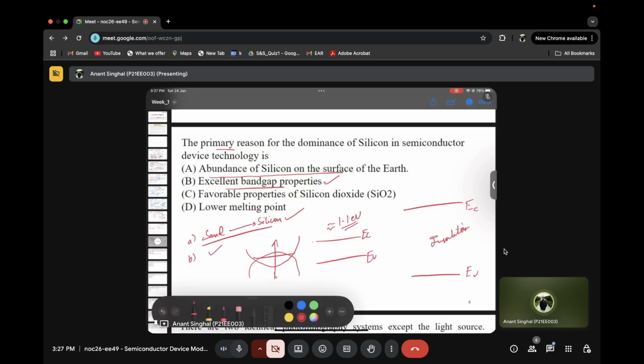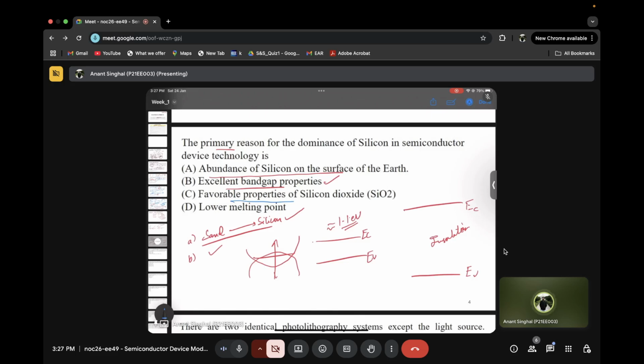Now the third option says that it has favorable properties of SiO2. So actually this is the most important reason that we use silicon. So what happens is, let's say we have sand, we have made it a silicon wafer. So let me try to make a wafer kind of thing. If you just make this wafer in contact with any surroundings which has oxygen, what happens? There is a grown oxide over it.